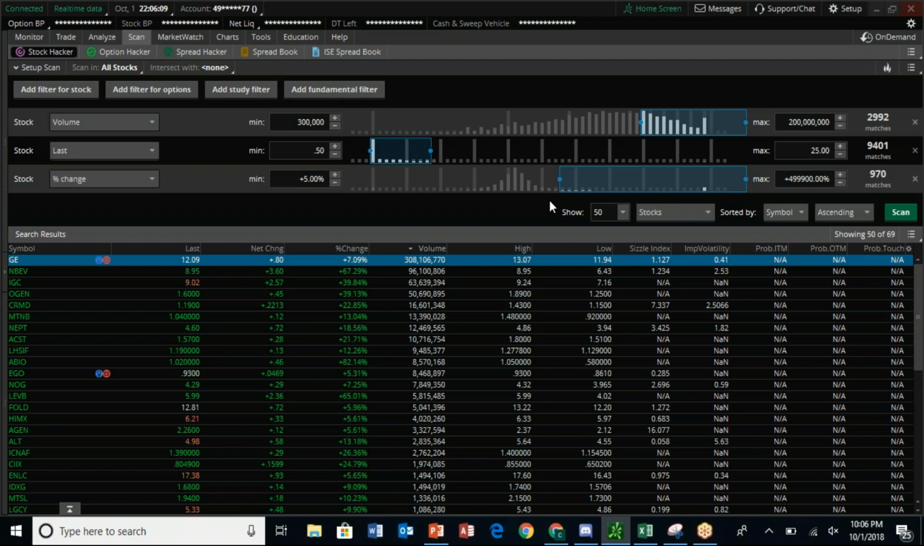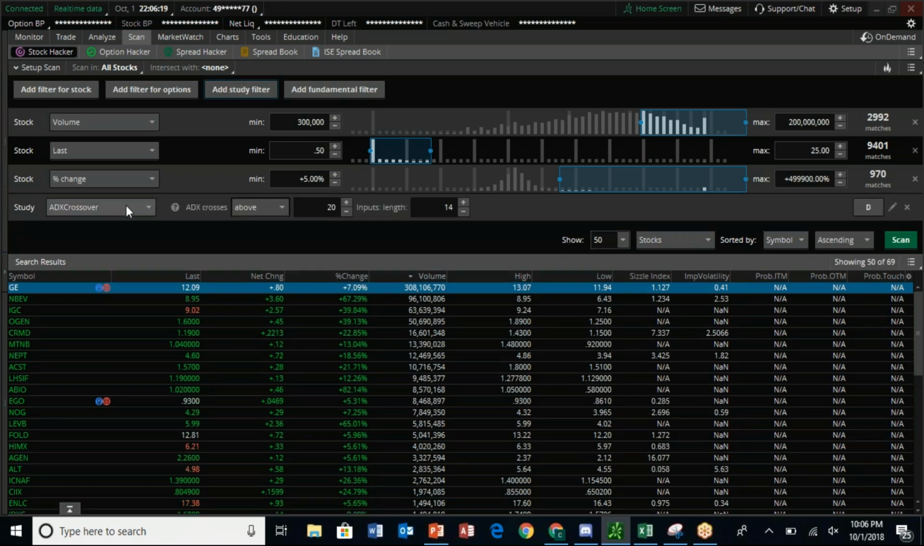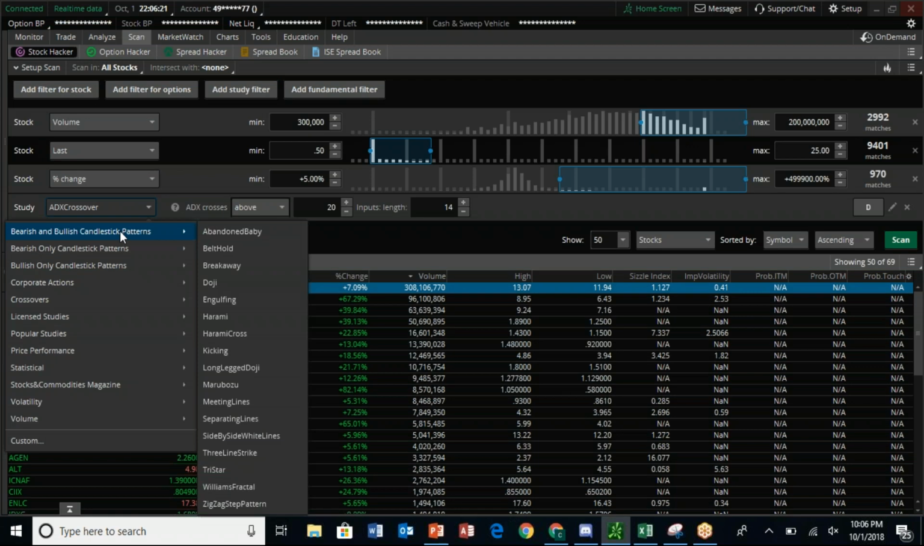Okay. So yeah, it just kind of takes away the price and how it affects. But then you can go in and you can add filters for stocks. You can add a study filter, and this is where things start to get flexible, and this is where things start to get more personalized for how you want to trade.